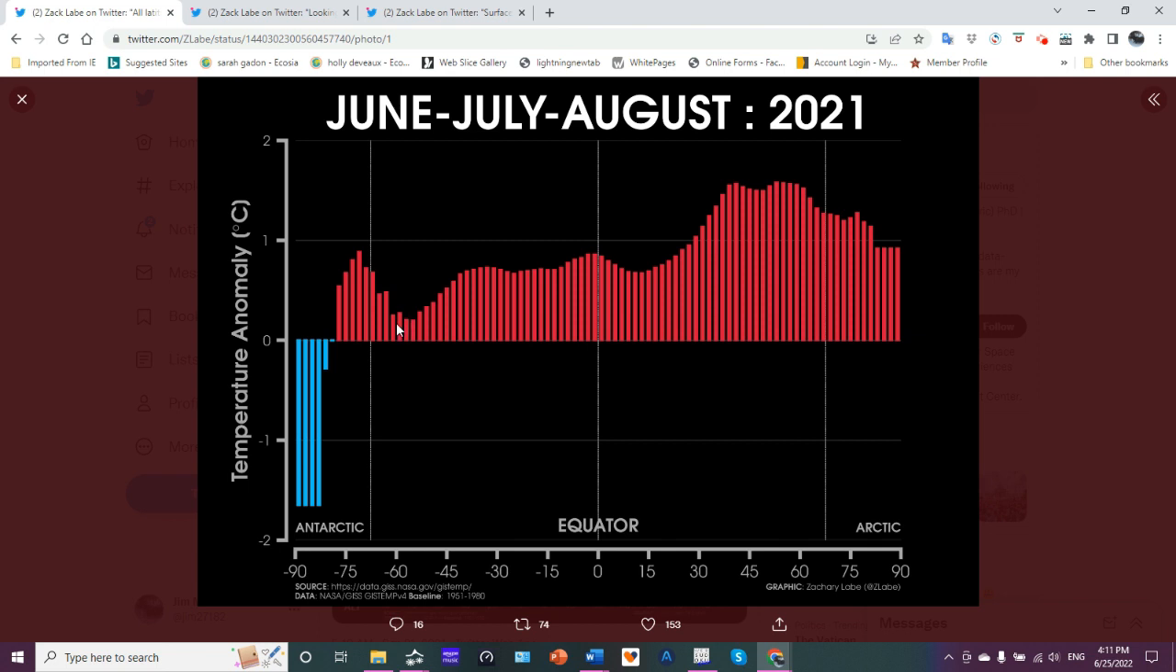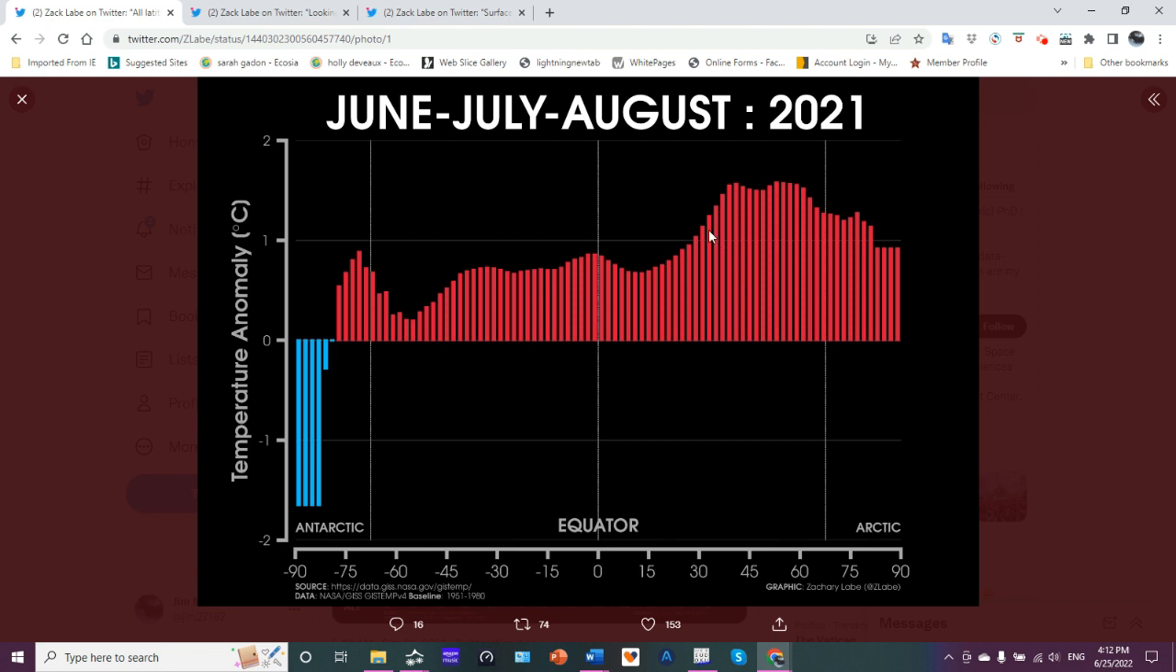It's still showing a temperature anomaly. It's still showing warmer than the rest of the planet. Putting aside the 10 degrees of latitude for the Antarctic continent, this has the least warming of the latitudinal bands that showed warming, but it's still warm. It's still warmer compared to those 30 years.